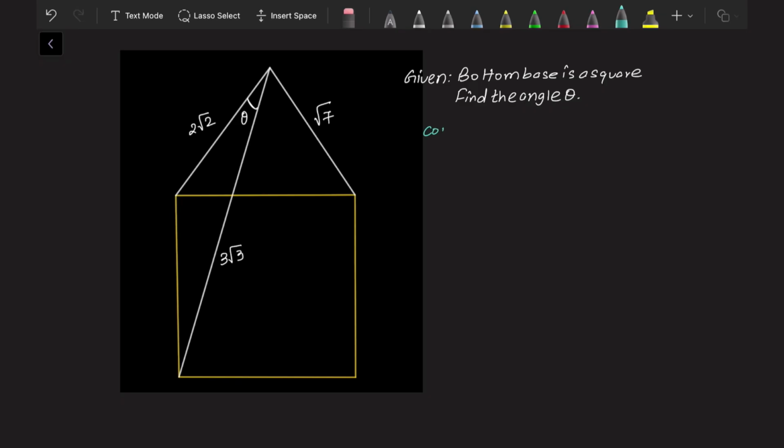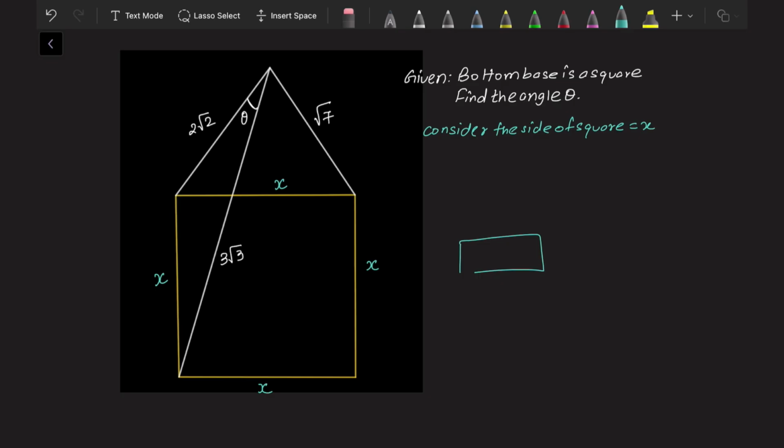The first thing that I did is I considered the side of the square as x. I just took the side length of the square as equal to x. So this side is x, this is x.